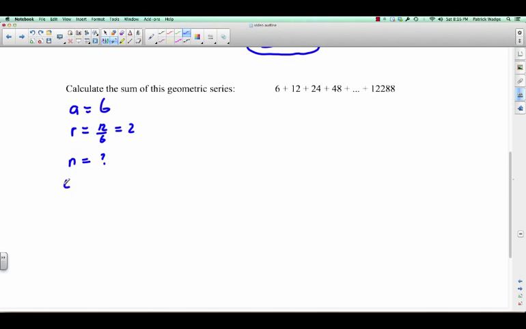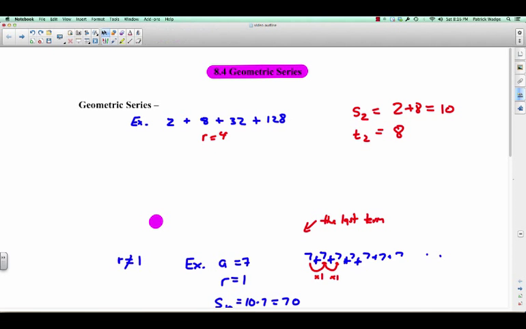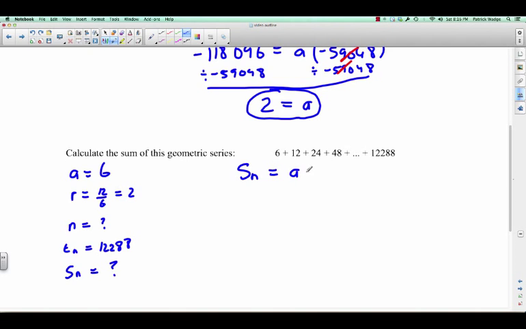Do we know Tn? In other words, the general term, or in this case, the last term? Yes, we do. It's 12,288. Do we know the sum of all these terms? No, that's what we want to figure out. Look, we know what Tn is in this case, so we're allowed to use this formula this time. So let's write that one down. S sub n equals a minus r times t sub n, all over 1 minus r.